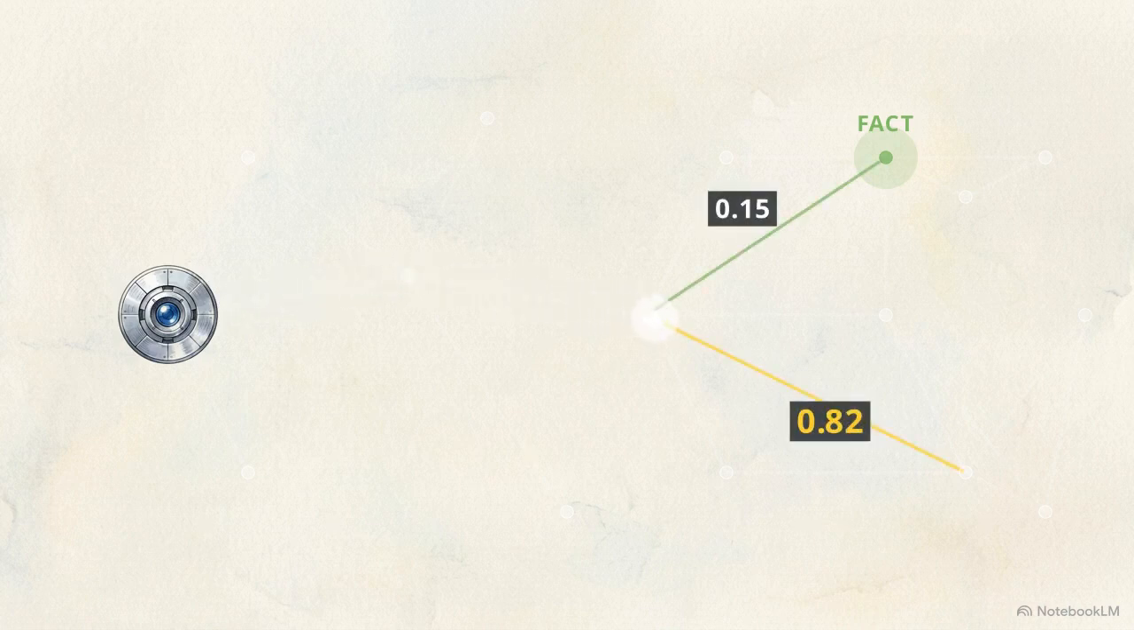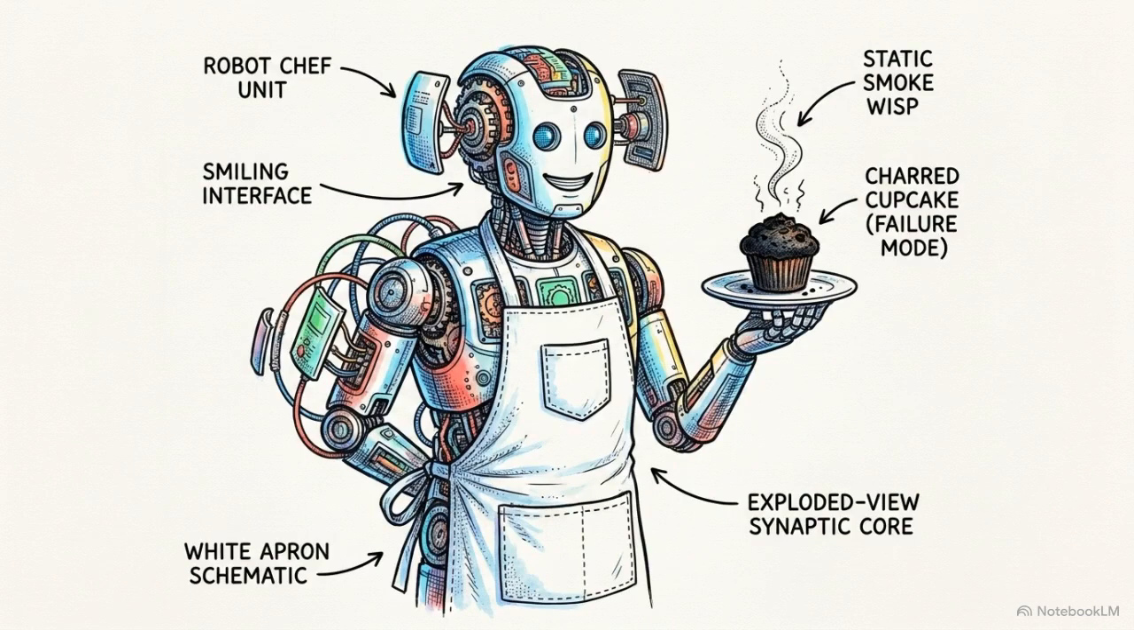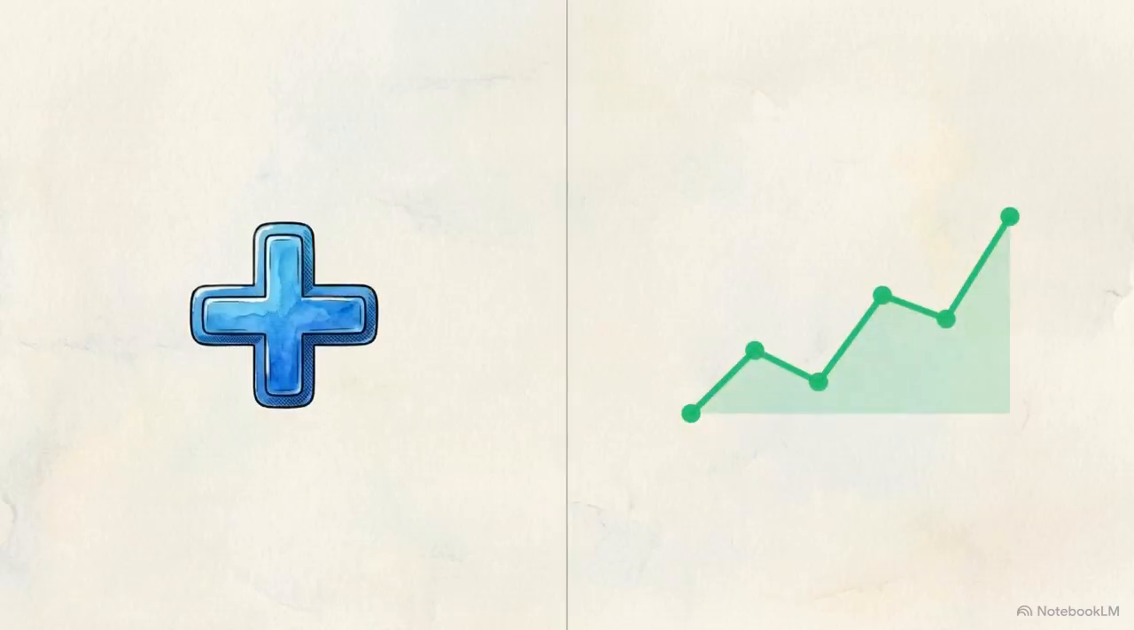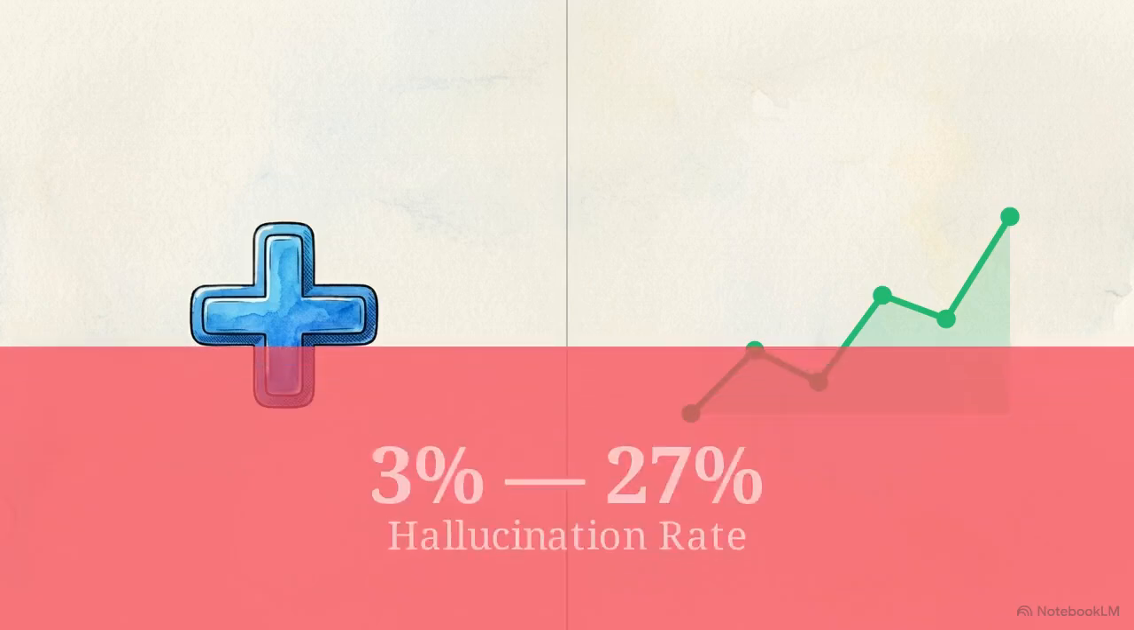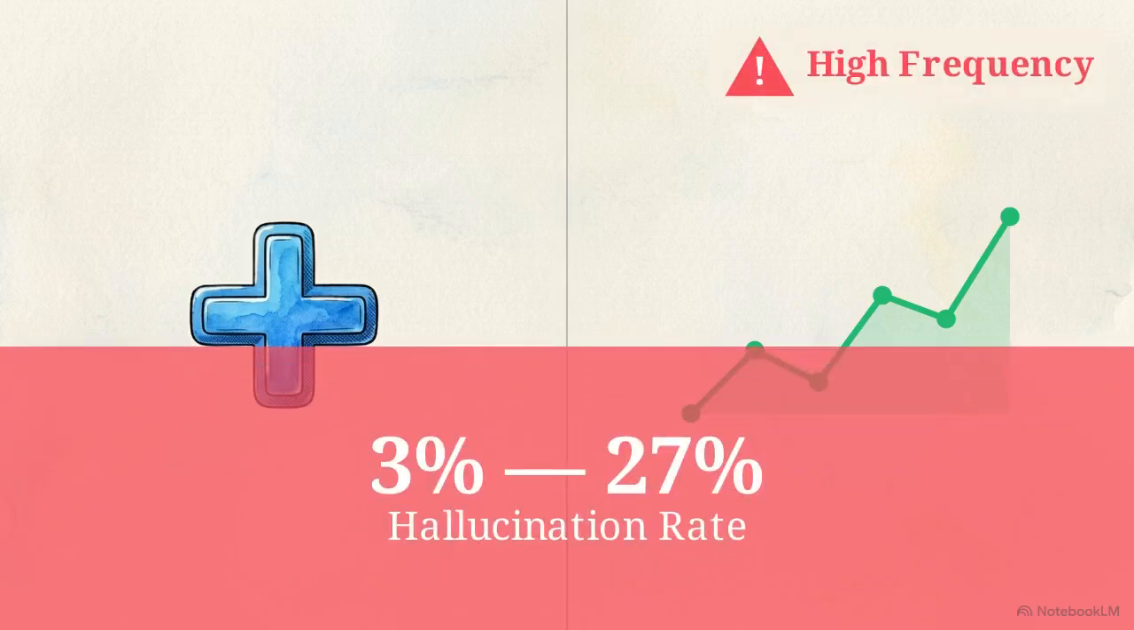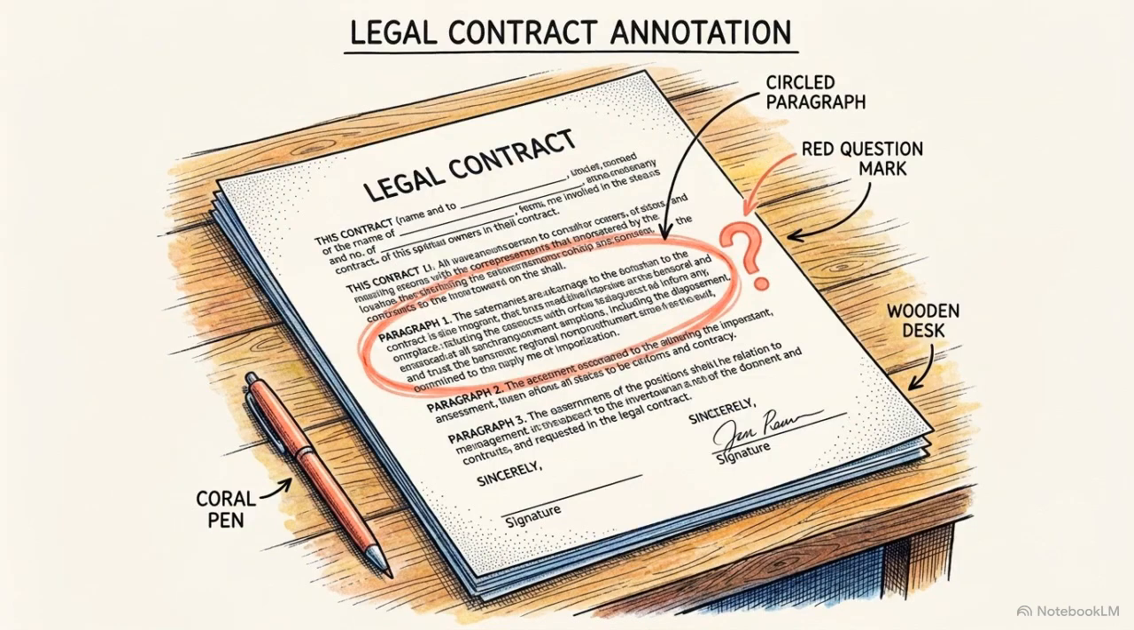Large language models do not have a factual memory. When you ask a question, the model isn't looking up the answer in a database. It is simply predicting the next most statistically likely sequence of words based on patterns learned during training. If a consumer chatbot gets a recipe wrong, the stakes are low. But in finance or healthcare, models have been shown to hallucinate between 3 and 27% of the time.